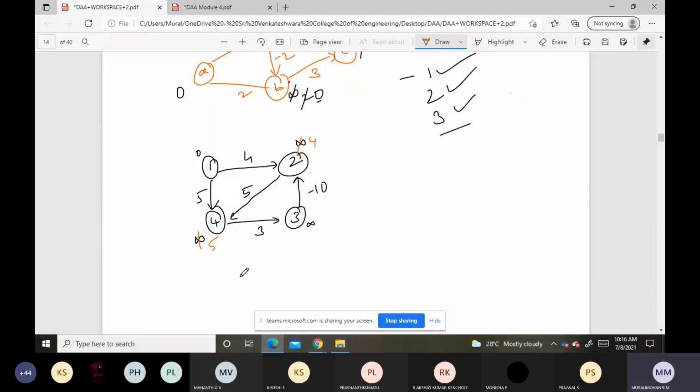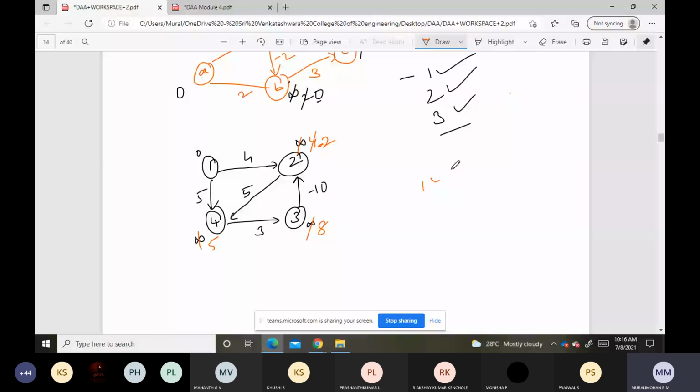Okay. Next, you just relax this. 4 plus 5. No. We will leave as it is. So here 5 plus 3, 8. 8 minus 10, it is minus 2. Yes or no? 8 minus 10, it is minus 2. So the first cycle is finished.